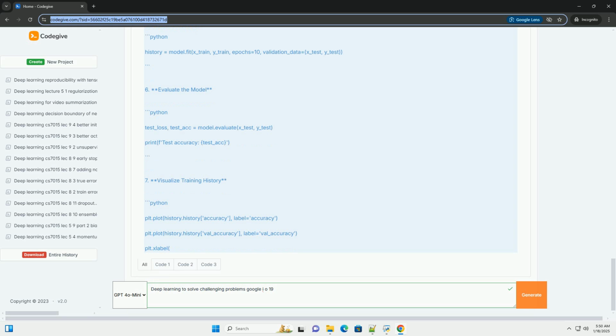Feel free to experiment with the code, tweak hyperparameters, and try different architectures to improve your model's performance.